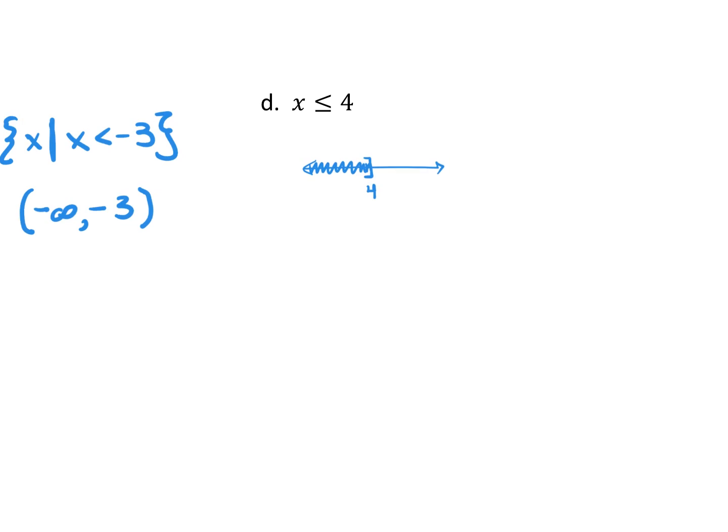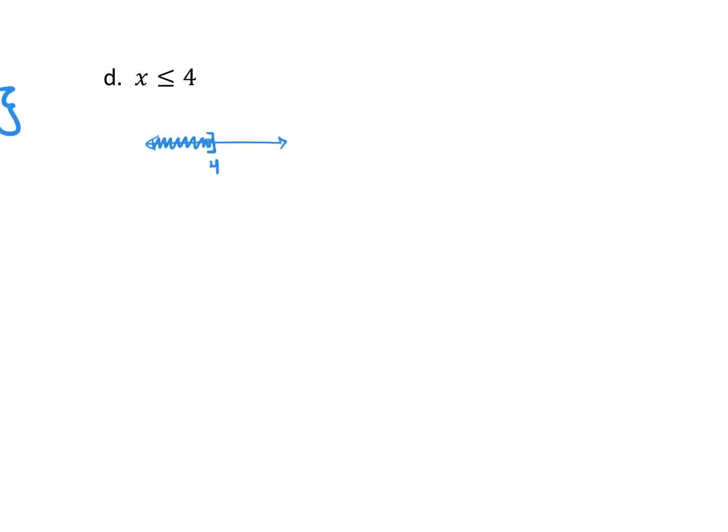All right, last one. We have x is less than or equal to 4. So again, our set notation, we have our squiggly brackets, we have our x, we have our vertical bar. We copy the statement here and close our squiggly brackets, and we're done.